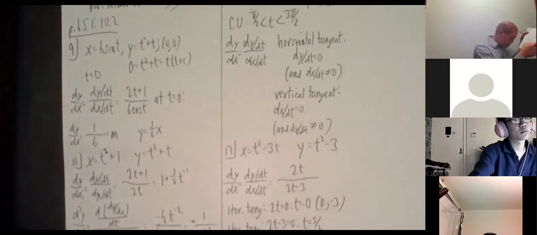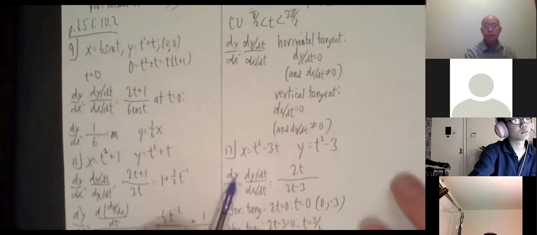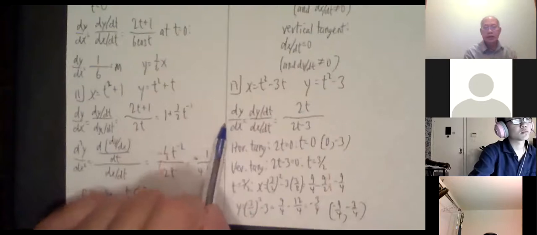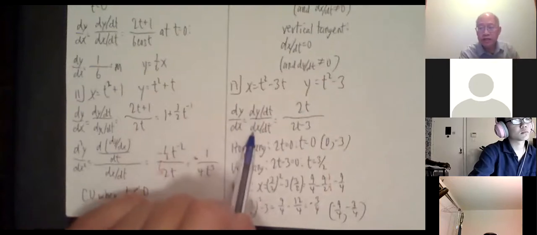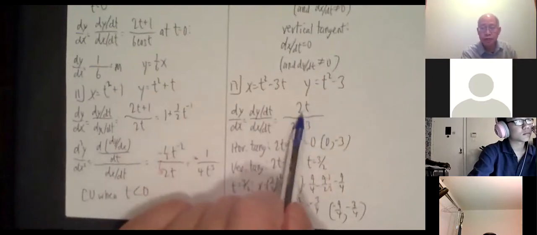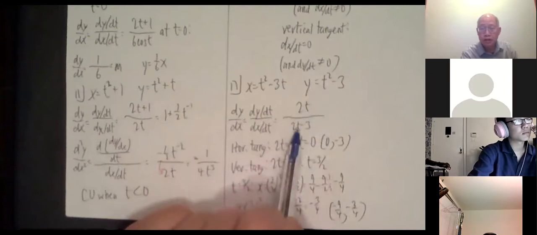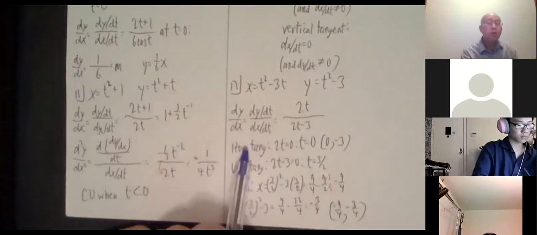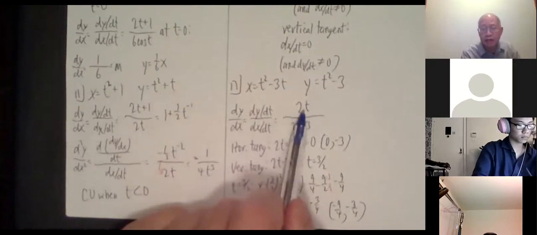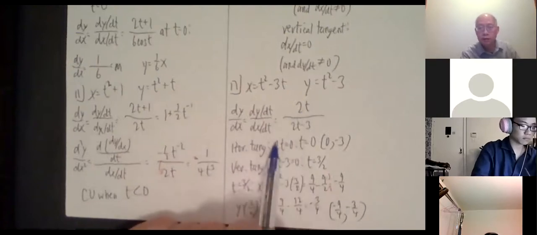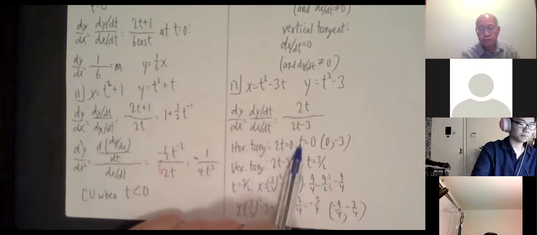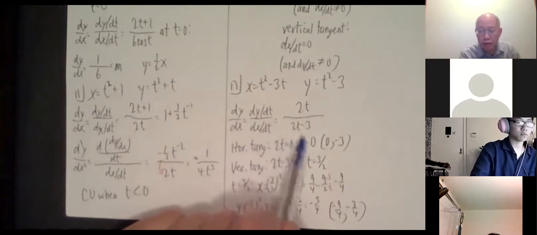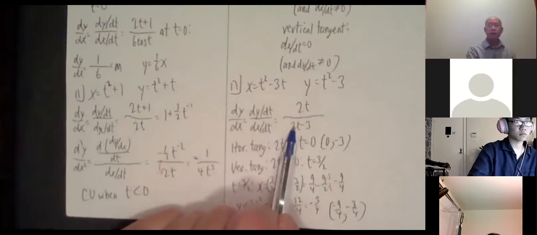So 17, which seems to match my book also. So dy/dx is dy/dt divided by dx/dt, so 2t divided by 2t minus 3. Okay, horizontal tangent, set the top equal to 0. That gives me t equals 0. And by the way, is the denominator 0 when I plug in 0? No, so we're good.